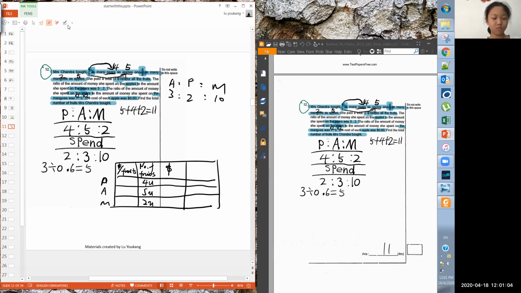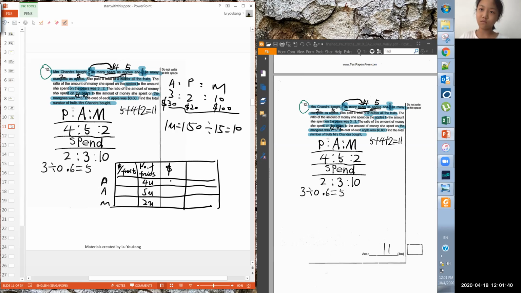Okay? So with this ratio for the amount spent, they add up to 150, right? Therefore 150 divided by 15, 1 unit is 10. Okay? So therefore the money amount spent on mango is 100. This one is 20, and then this one is 30, right?